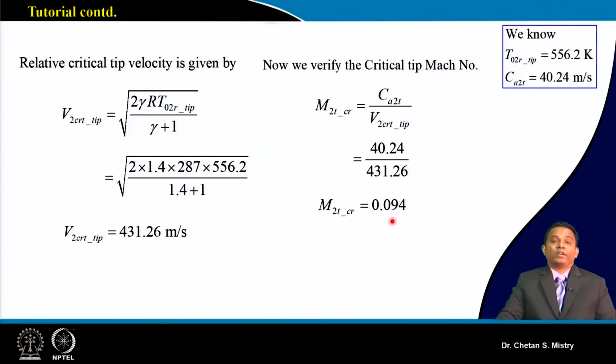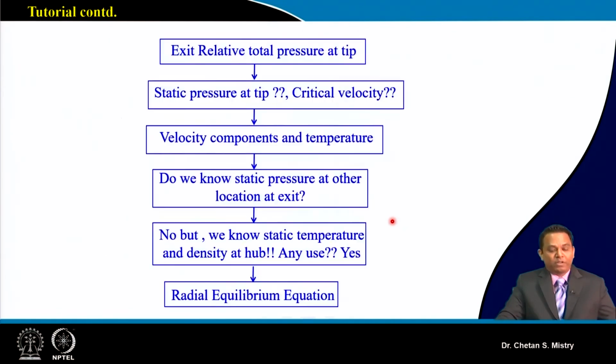So now you can understand, in order to do our calculation for static pressure, we know this Mach number. Let's move on to what all we are looking for. We are looking for the exit relative total pressure at the tip, and for that we are looking for the static temperature and critical velocity. In order to calculate this critical velocity, we followed all these steps. Now we are looking for the static pressure, that is our target.